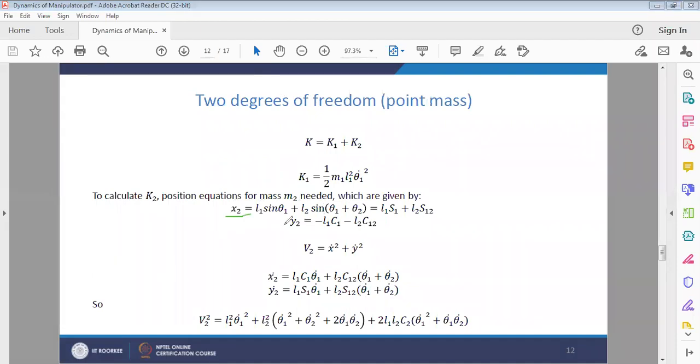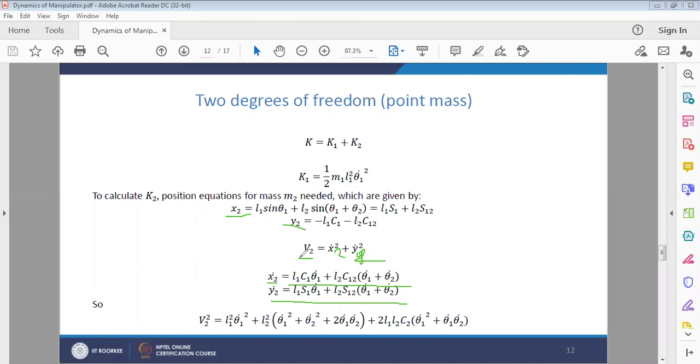Using the x2, y2 position values, V2 squared is equal to x2 dot squared plus y2 dot squared. What is x2 dot? Differentiate this x2 with respect to time t. So x2 dot is equal to this equation, and y2 dot is equal to this equation.